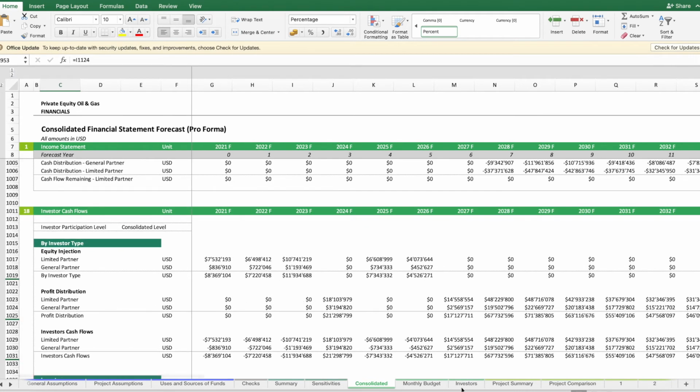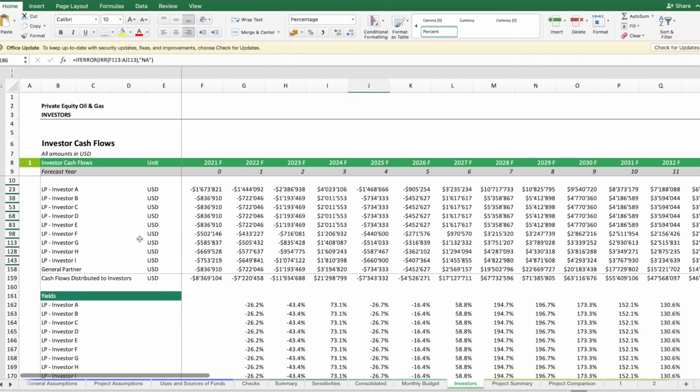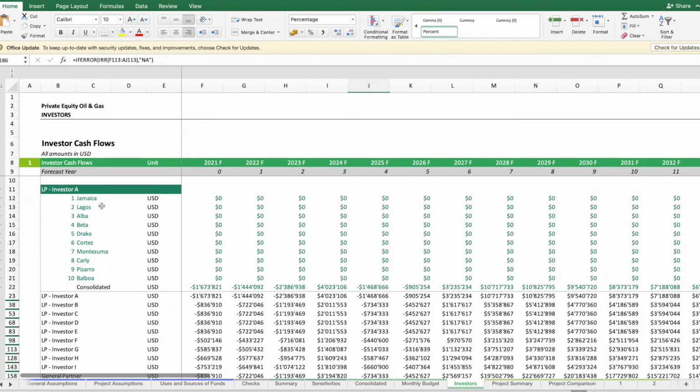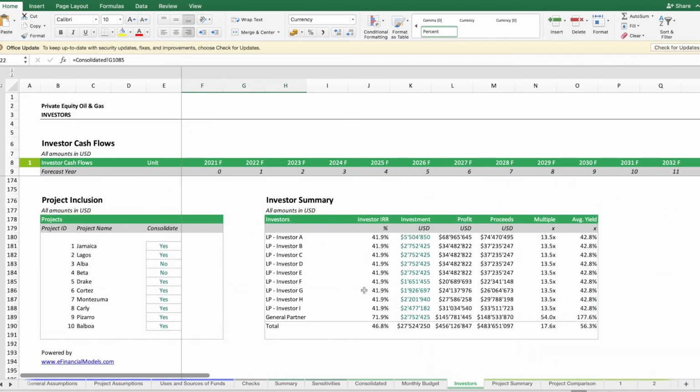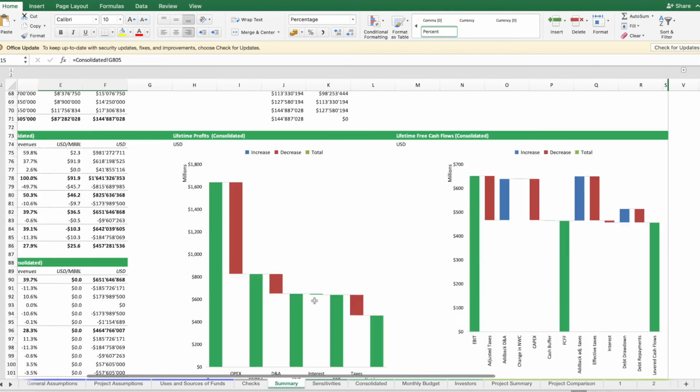And then what you see here, if you go to the investor sheets, is that each investor is not participating at the project level anymore. They are participating at the consolidated level. And this can lead to different IRRs or different results. And we can run the analysis here to see how that would work out.